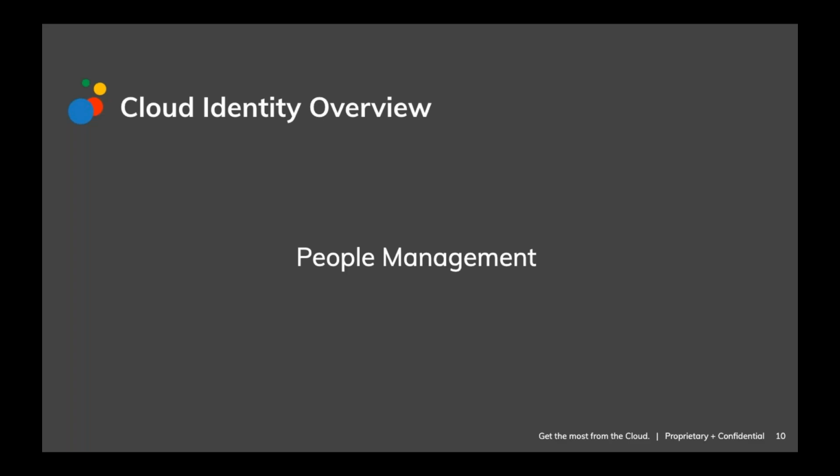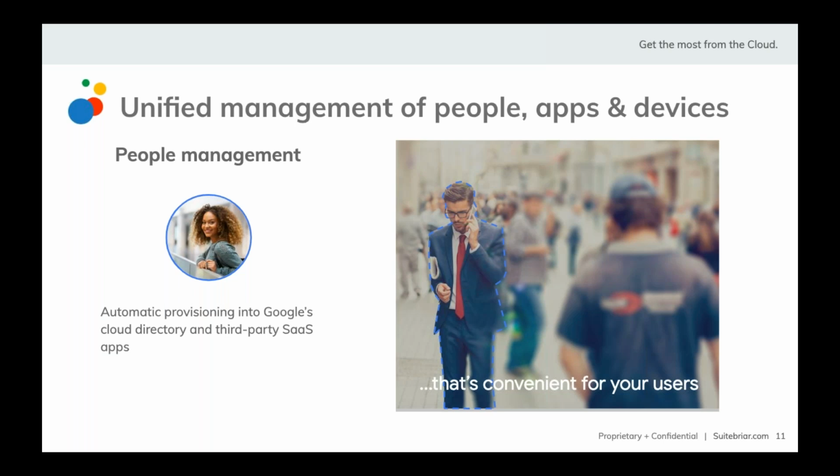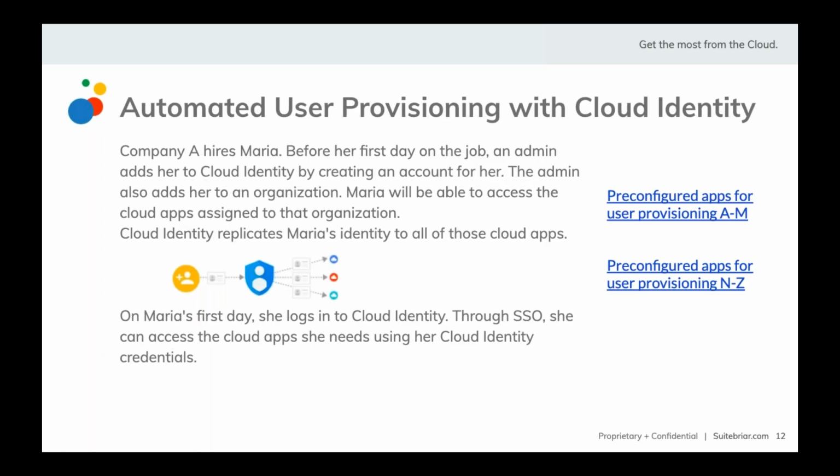So let's start off with people management. One of the great features of the parts of cloud identity that allow you to manage your people, I should say, is that you can automatically provision your users straight into Google's cloud directory. And what that means is any third-party applications that you have plugged into cloud identity can also be used for automatic provisioning. Now, there's a large catalog of applications that are already set up to support automatic provisioning. And I've included a slide here just to give you quick access to the list of applications that are pre-configured to support user provisioning. So there's a huge list here.